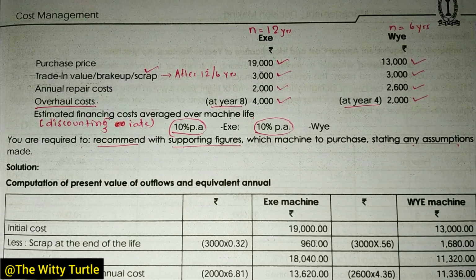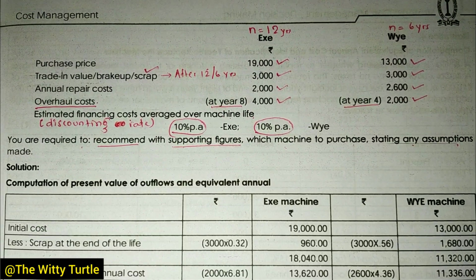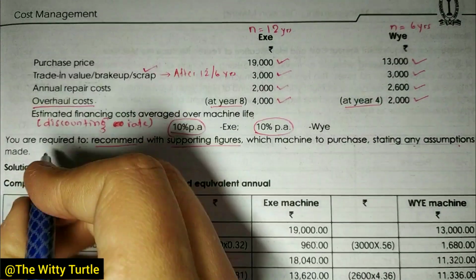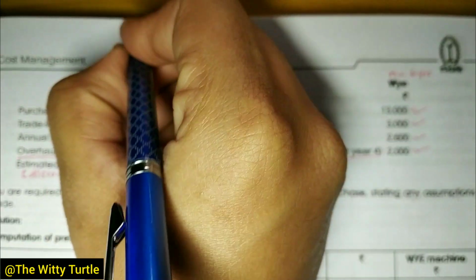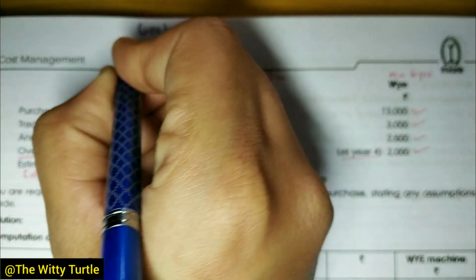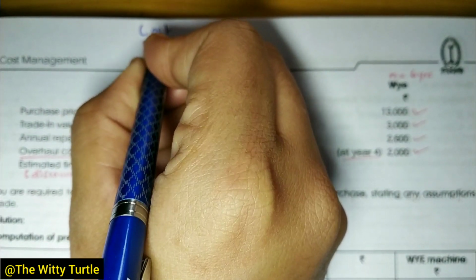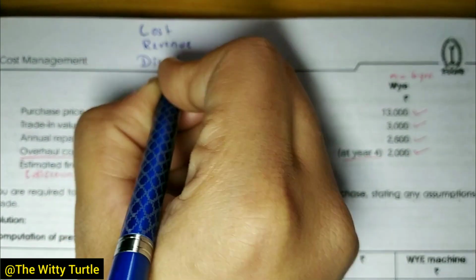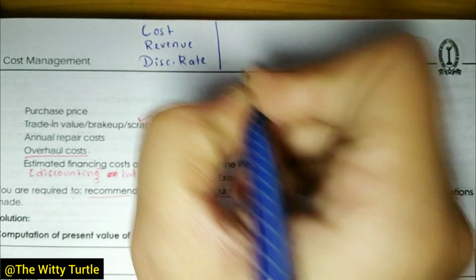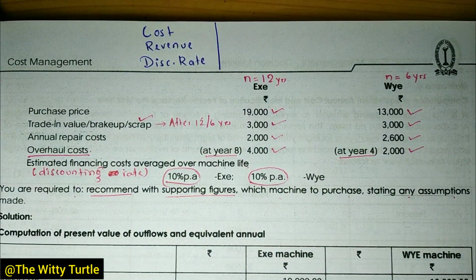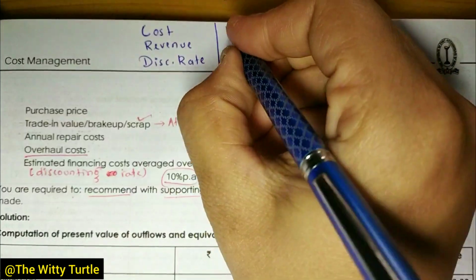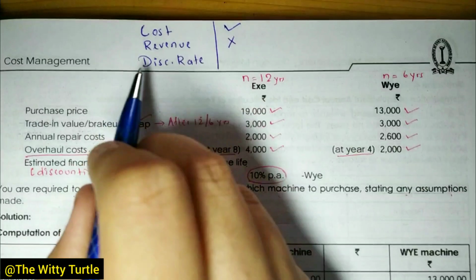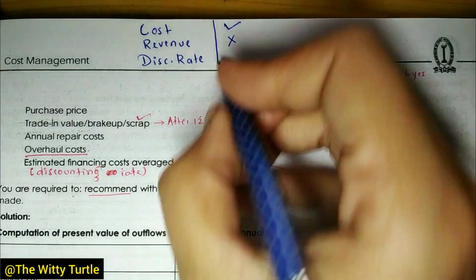Right? So in this question I have already told you that you have to judge on 3 parameters. What was the first parameter? Cost, right? I am writing it here: cost. What is the second parameter? Revenue. What is the last parameter? That is your discounting rate. So in this particular question, is the cost for both the machines given to you? Yes, it has been given to you. Is revenue given to you? No, it is not given to you. Is the discounting rate given to you? Yes, it has been given to you.